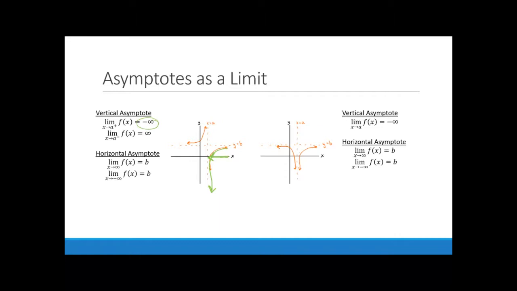The one underneath it says x goes to a from the negative side, so we're going from left to right. We're starting at the negative side and heading right until we hit a. As we do that, what is happening to y? Y is going up and up and up towards positive infinity. So the limit there is positive infinity.